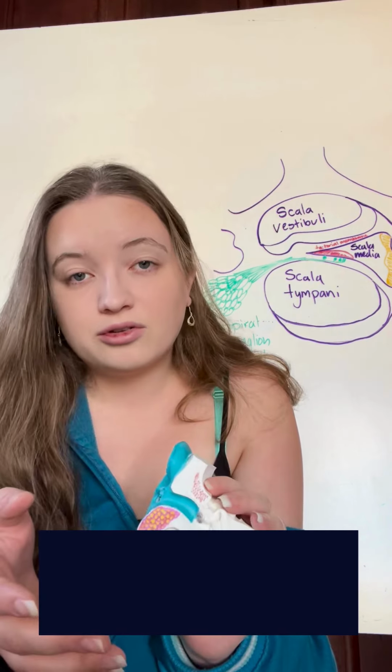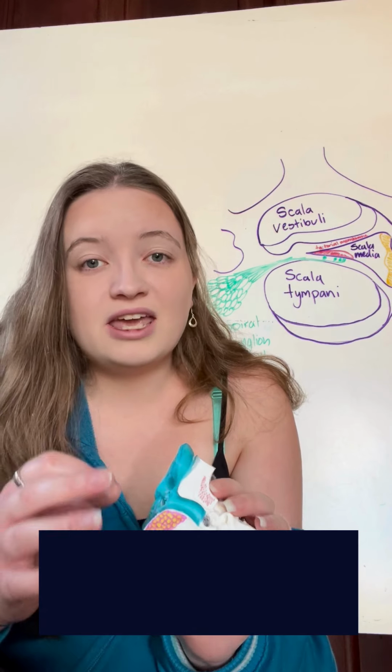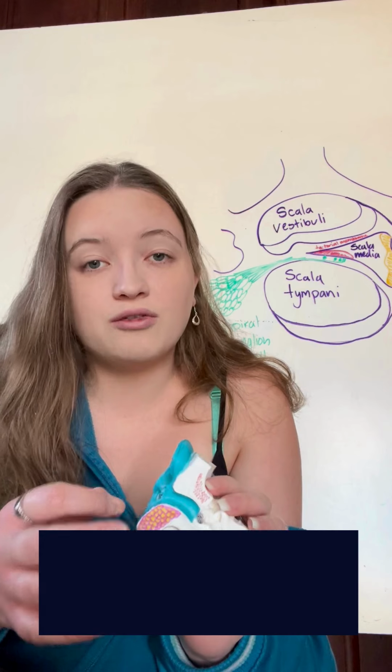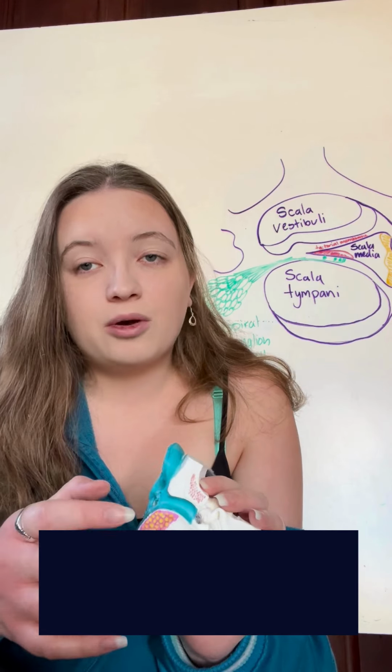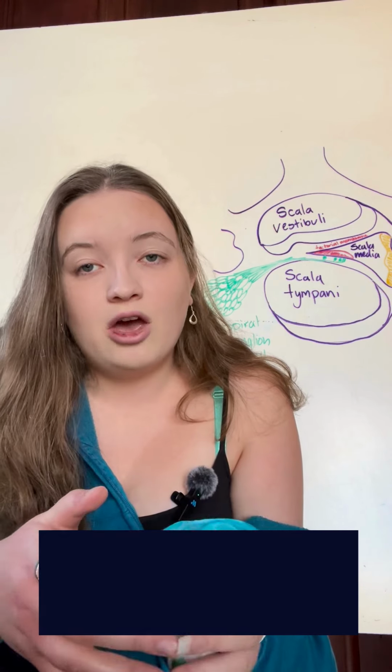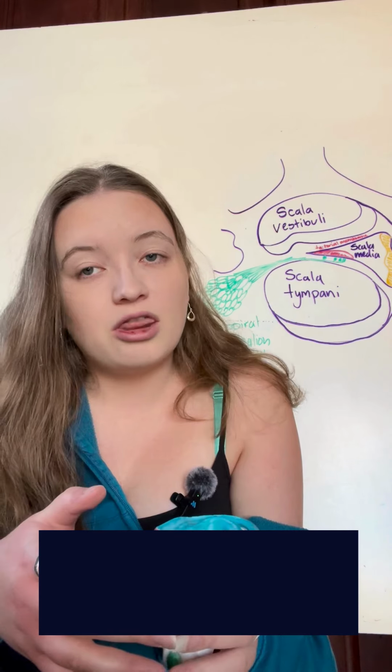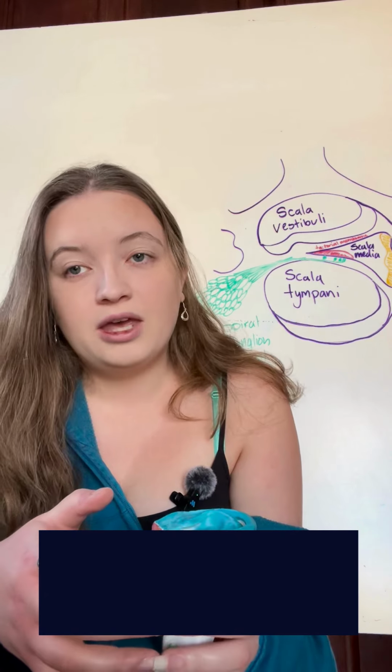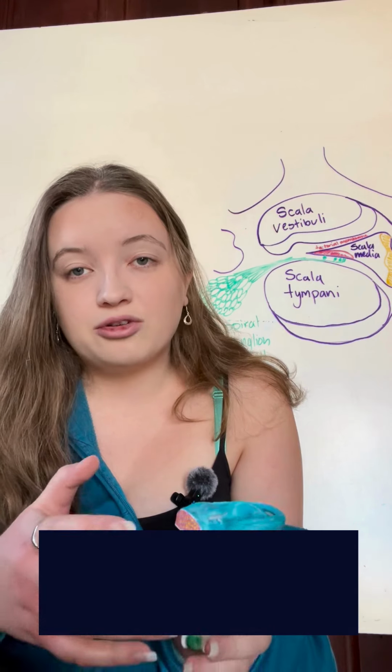The last anatomical structure we're going to be talking about today is in the cochlea, the organ of Corti. This structure is composed of both auditory supporting cells and mechanosensory hair cells, 1 row of inner hair cells and 3 rows of outer hair cells. It plays a role in auditory sensory transduction.